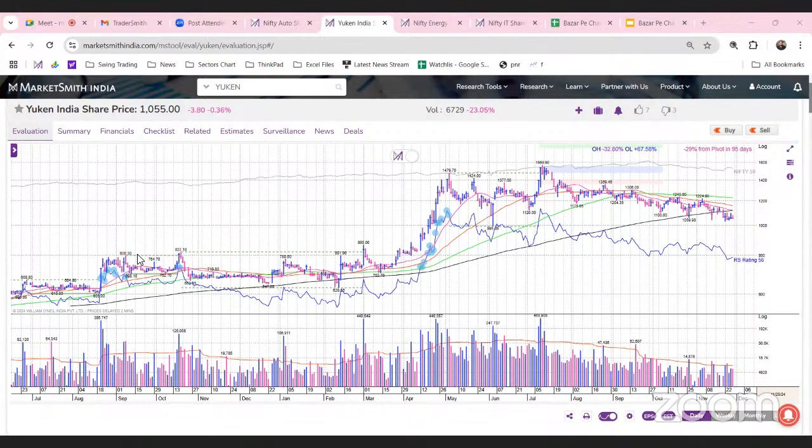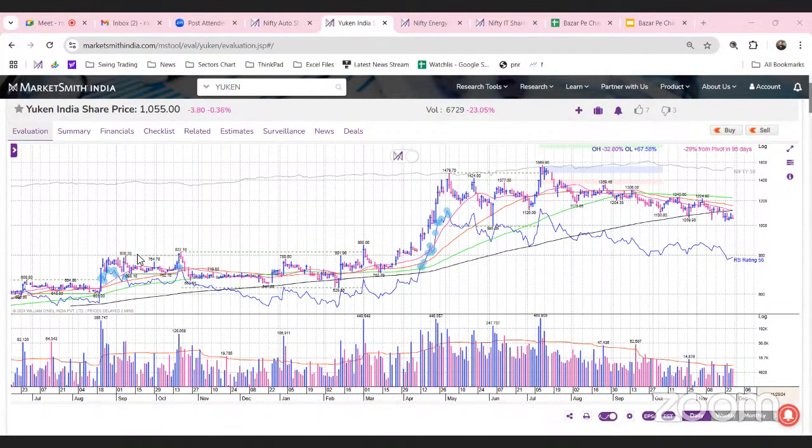The 200 DMA is placed around 1120, 1130, so keep watching the levels. Suppose it crosses the 200 DMA, that is 1125.30, then one can expect the level of 1200, and the day it crosses and holds above 1200, only then will we consider a decisive trend reversal in this stock. If you ask my opinion, most probably it will remain trading sideways in the broader zone of 1200 to 1000, or maybe 1050.